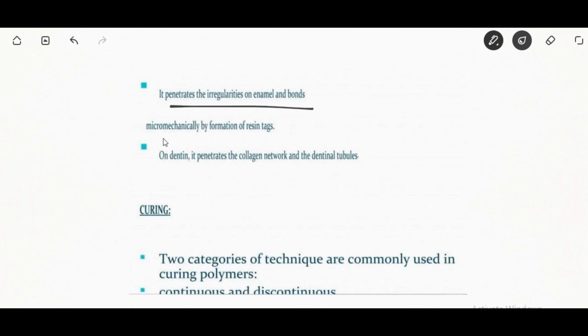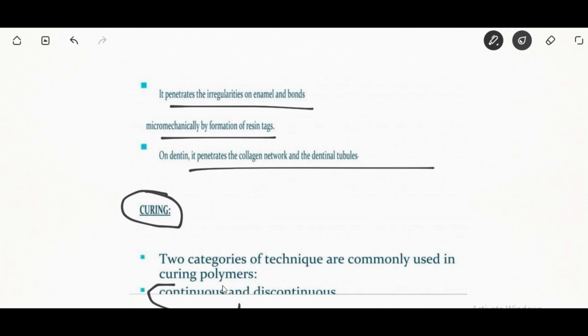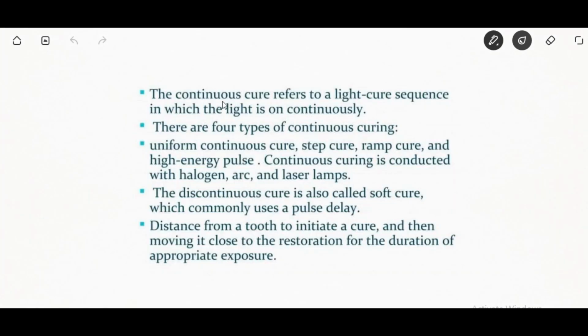Two categories of technique are commonly used in curing polymers: continuous and discontinuous. The continuous cure refers to the light cure sequence in which the light is on continuously. There are four types of continuous curing: uniform continuous cure, step cure, ramp cure, and high energy pulse. The continuous cure is conducted with halogen arc and laser lamp. Whereas the discontinuous cure, also known as soft cure, commonly uses a pulse delay.